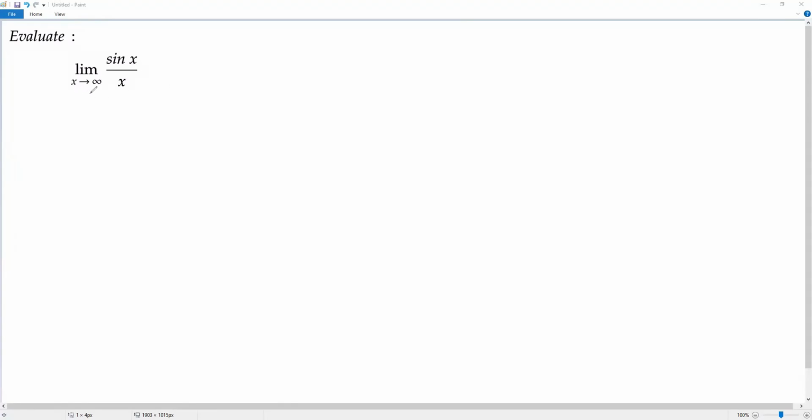Evaluate the limit as x approaches infinity of sin x over x. To evaluate the given limit, first we have to understand the squeeze theorem, because I am going to use the squeeze theorem to evaluate the given limit. Now let's understand the squeeze theorem, which can also be called the sandwich theorem.